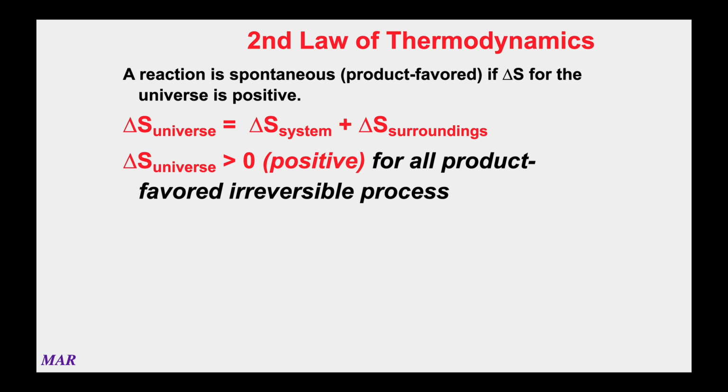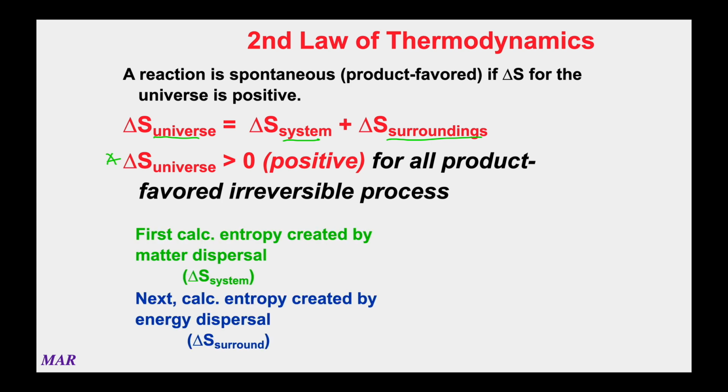Second law states that a reaction is only spontaneous, i.e. product favored, if the delta S for the universe is positive. Now, if you're talking about delta S of the universe, you have to realize the universe has a system and a surroundings, all right? The chemical system, in our case, we're looking at, and everything else around it. If you're going to have a spontaneous product-favored reaction, you must have an increase to the entropy of the universe, to the disorder of the universe. That's when you're going to have spontaneous product-favored, usually irreversible processes.